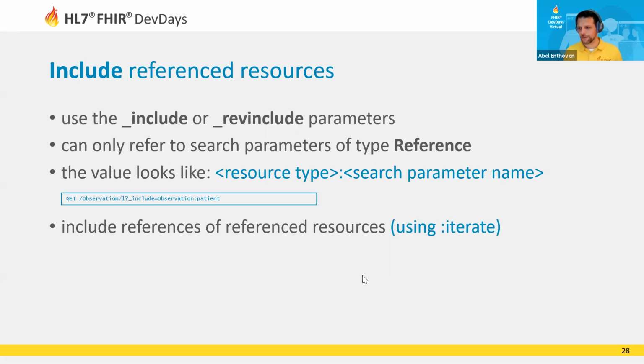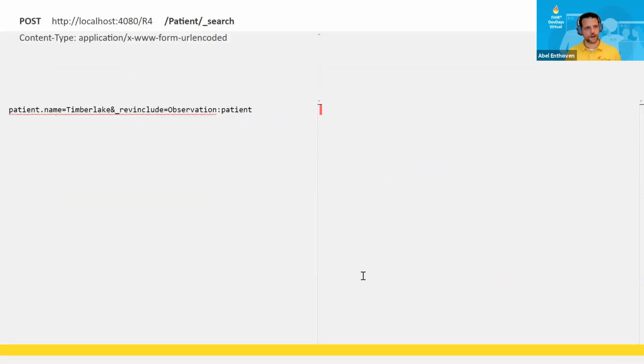There's also a possibility to include resources using include or ref include. That means that if you do a search and you get only observations and you would like to include the patient in your result, then you could use this. In this case, you can of course only refer to parameters of the type reference, and you can include those references. I'm just gonna go on because I don't have so much time.